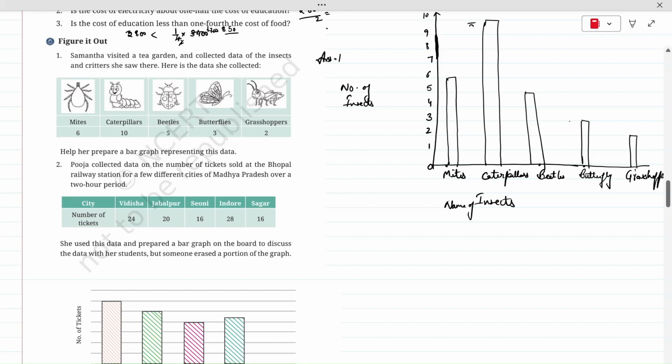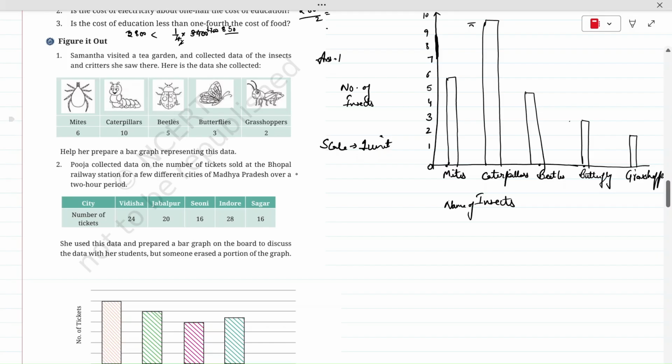Always remember the distance between the markings on the horizontal axis should be equal with each other, and also on the vertical axis should be equal with each other. I'm writing here that the scale I have taken is 1 unit. That means the difference between each marking here is 1 unit, that is 1 insect. The unit is insect here. So this is what we are supposed to draw. This is the bar graph for the first question.